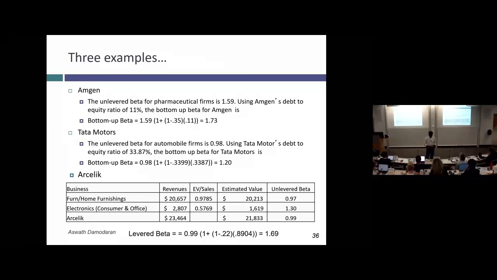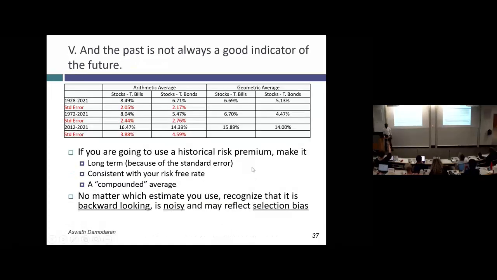Any questions on bottom-up betas? So conventional practice, regression betas, let it go, right? It's really not a great way to think about betas. And I think it's much better to think about betas from a bottom-up beta approach.